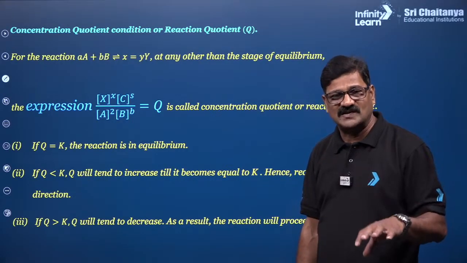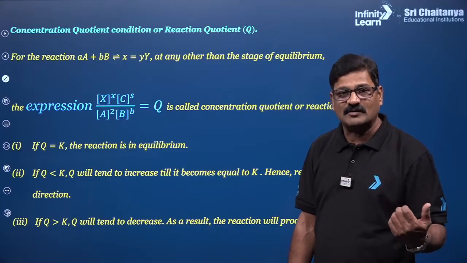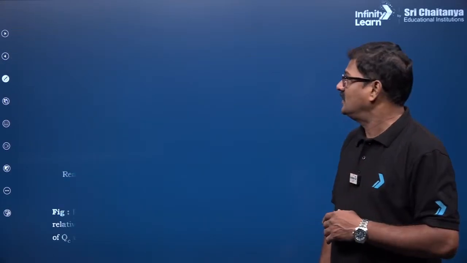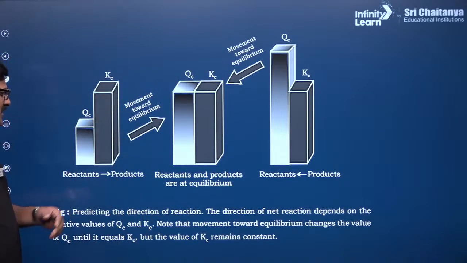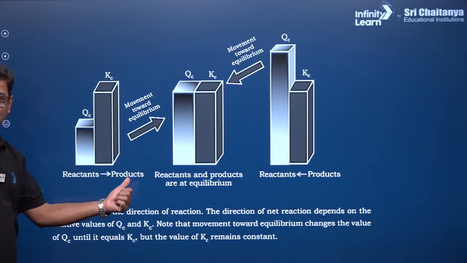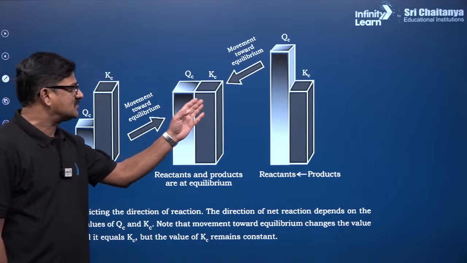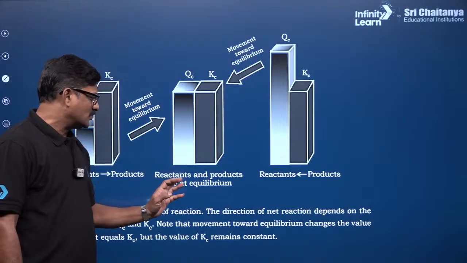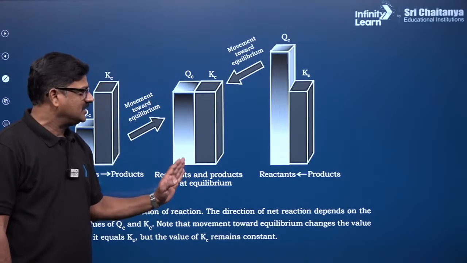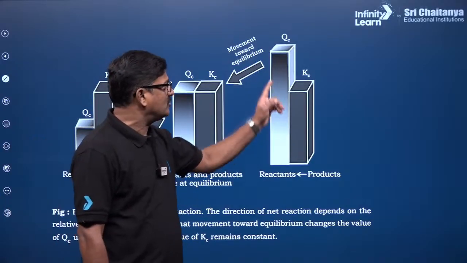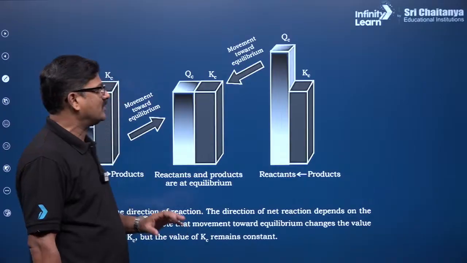So whenever Qc or Qp values are given, you have to predict whether the reaction proceeds forward or comes back. That's very important. If Qc is less than Kc, the reaction always proceeds forward, so it is going to favor the forward direction. If Qc is equal to Kc in magnitude, then reactant and product are exactly at equilibrium. If Qc is greater than Kc, the reaction always wants to go in the backward direction. That is a very important factor.